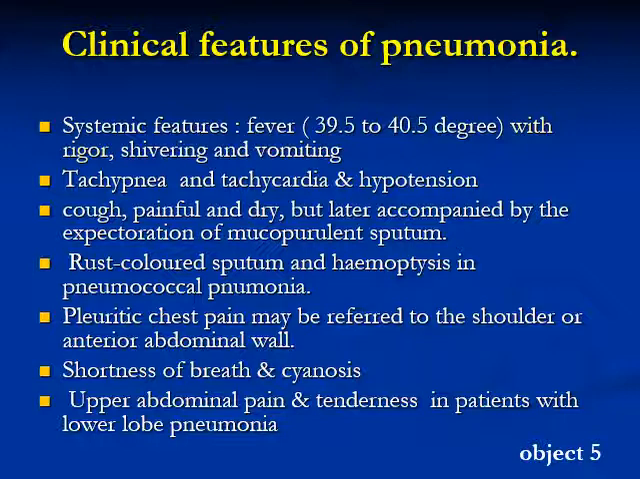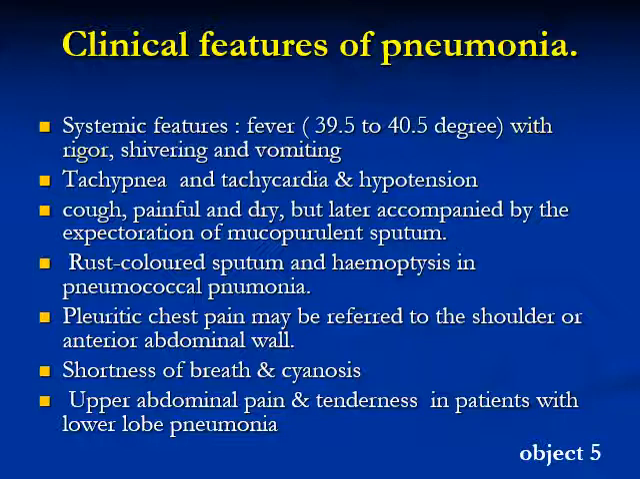Rusty color occurs when the patient develops rupture of the RBCs inside the alveoli. The RBCs are ruptured and give the sputum this rusty color, or the patient may even develop hemoptysis, cough with sputum containing streaks of blood. So the cough is first painful and dry, then develops with mucopurulent sputum, even with hemoptysis or rusty color sputum. Usually this occurs in pneumococcal pneumonia.